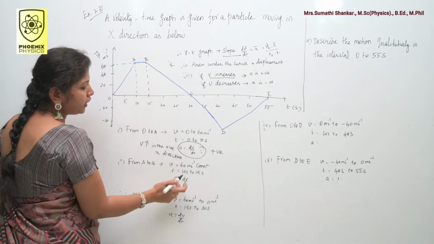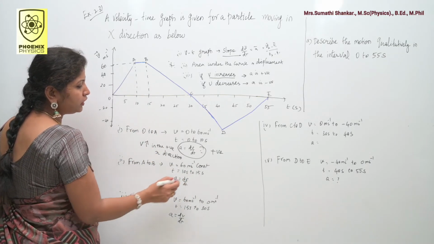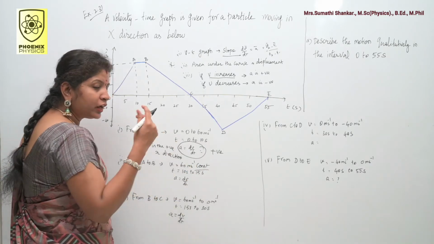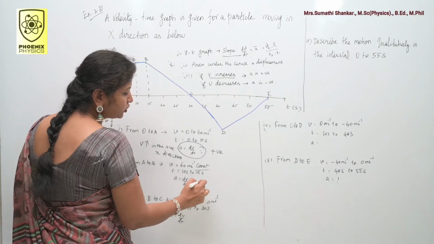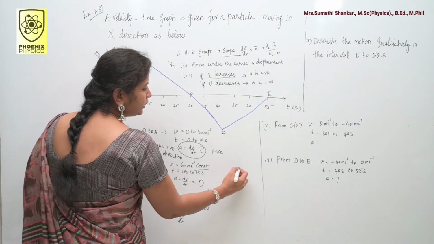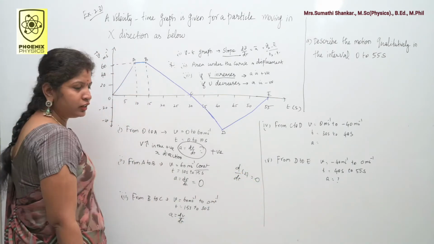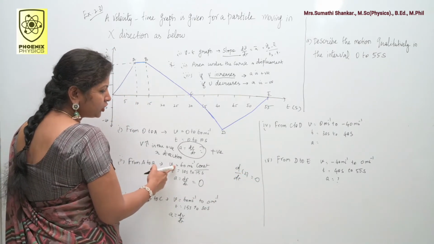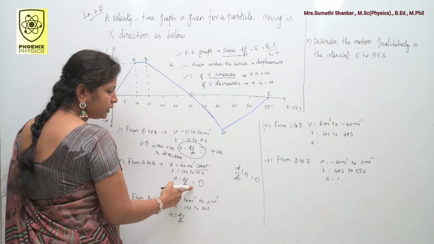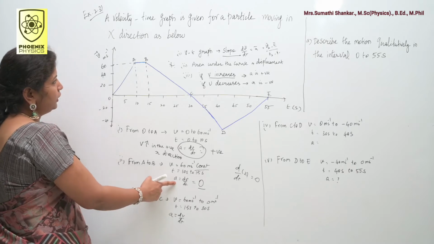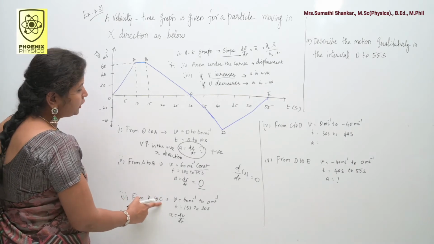So what about a? You know that a is dv by dt. Here velocity is constant. If you differentiate any constant, you get the answer as 0. You know that d by dt of 2 will give 0, right? Same way here velocity is constant, so a is 0. Up to this clear?